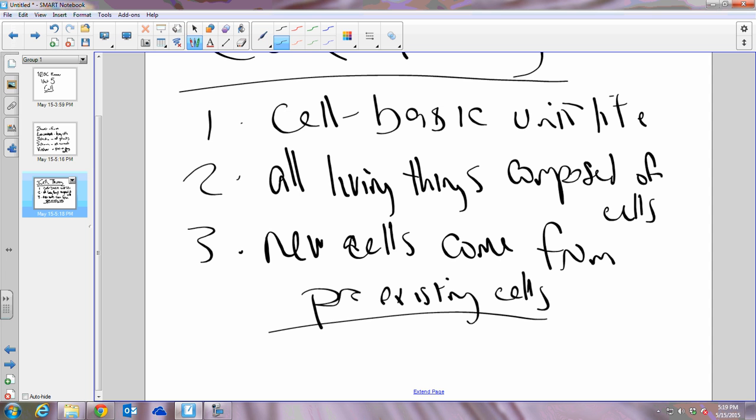That is the cell theory. Again, it's a theory, but it's simply an explanation. It's what we use to explain the way that cells work.